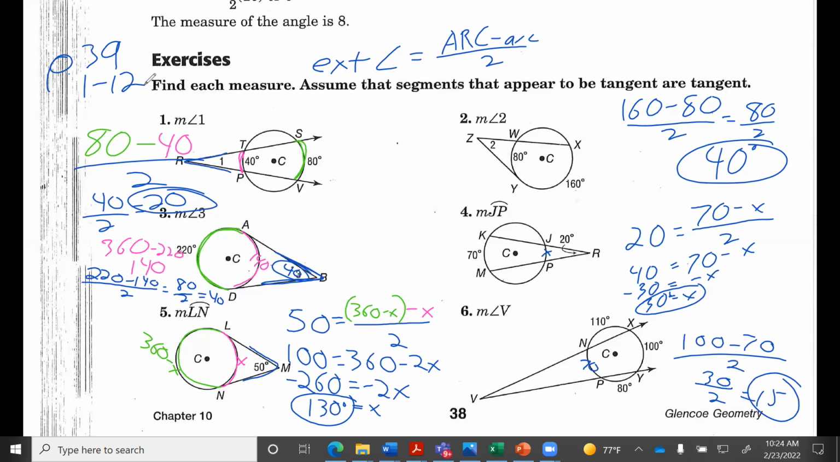There are only 3 properties. If the angle is on the circle, it's half of the intercepted arc. If the angles are inside the circle, then the 2 vertical angles are the average of the 2 intercepted arcs, so add them and divide by 2. If it's outside the circle, it's the difference divided by 2. Those are the 3 equations you're using. Page 39, 1 through 12.